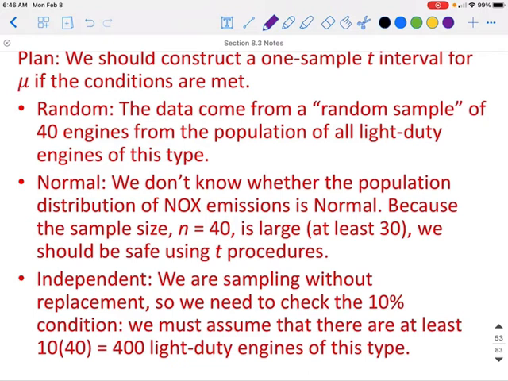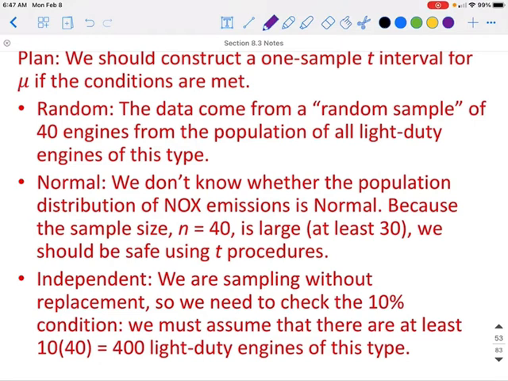We don't know whether the population distribution is normal, but because our sample size is 40, and that's at least 30, we can be safe to go ahead and use our normal processes for the T procedures. We did not sample with replacement, so we do have to check the 10% condition, and we can assume 10 times 40, which is 400. We can assume there are at least 400 light-duty engines of this type in the entire country.